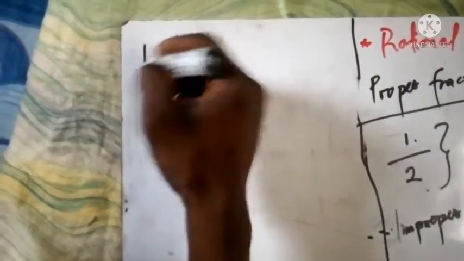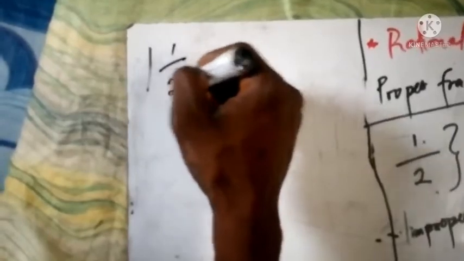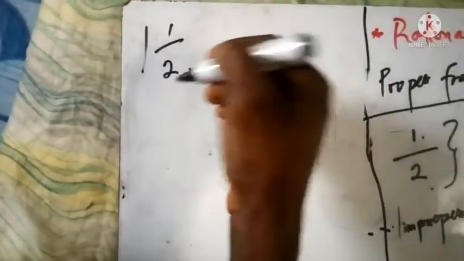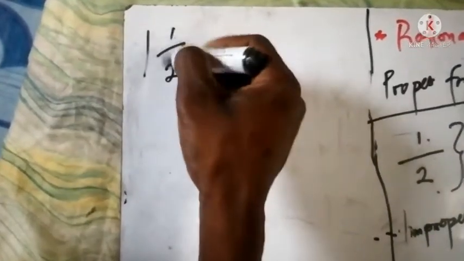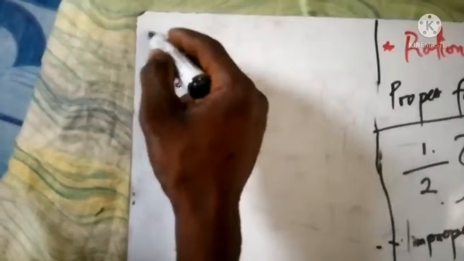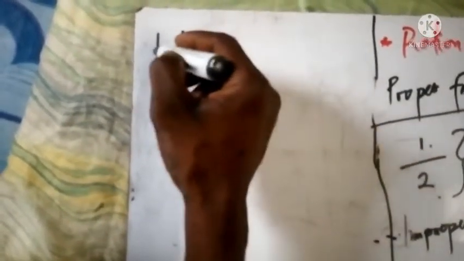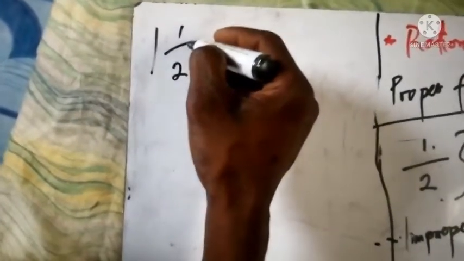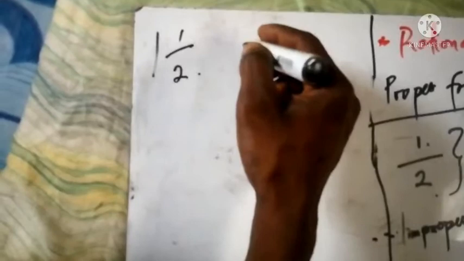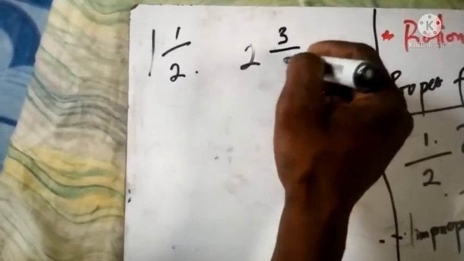Let's say there's one whole number and 1 over 2. Is that okay? This is something that we call a mixed fraction: a whole number and then a proper fraction. In a mixed fraction, one thing you have to note is that the fraction attached to the whole number has to be a proper fraction. Is that okay? So there's no way we can have something like 2 and 3 over 2.